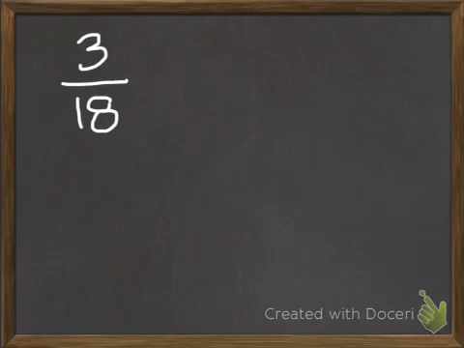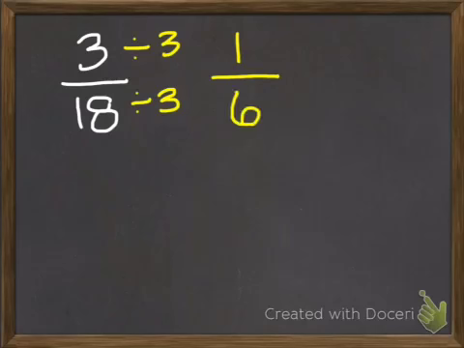And I look at 3 and 18 and I think about what I can divide both of those numbers by, and I know I can divide them both by 3 because I know my facts. So I'm going to do the numerator and the denominator divided by 3. Okay, so 3 divided by 3 is 1, and 18 divided by 3 is 6. So I know that 1/6 is equivalent to 3/18.